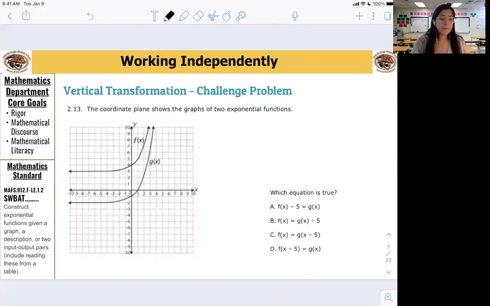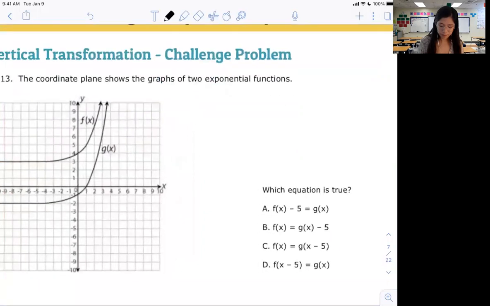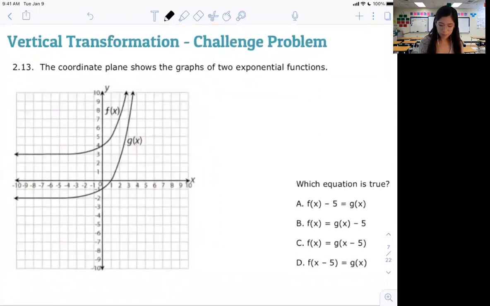Ms. Lopez, are you able to zoom into the graph? Yeah, I can zoom in a little bit. There you go. I think. Okay, we'll see.